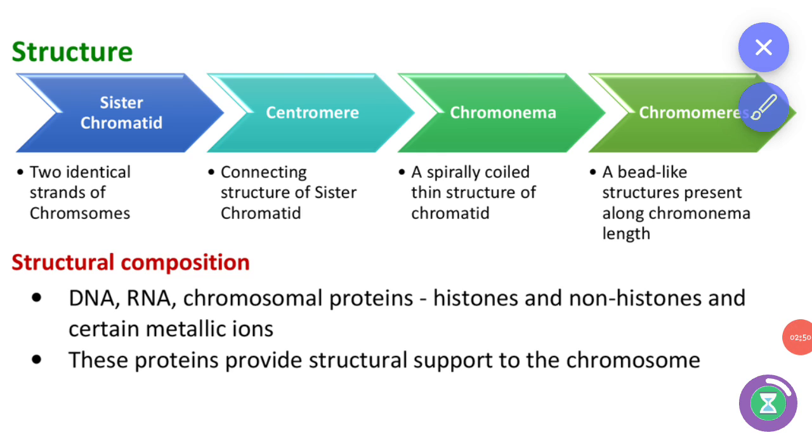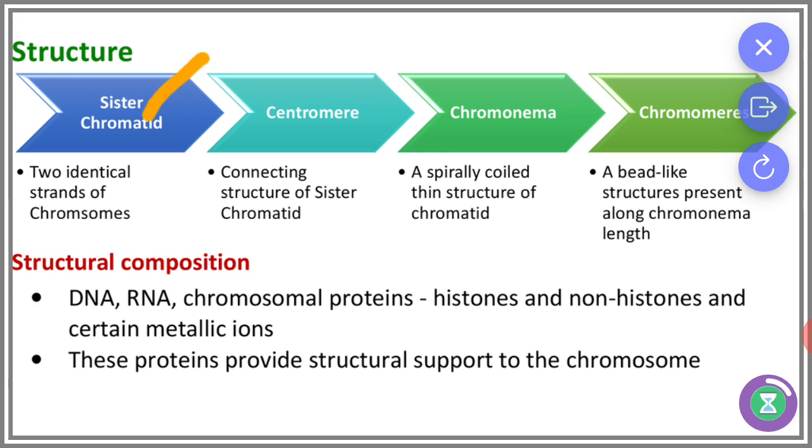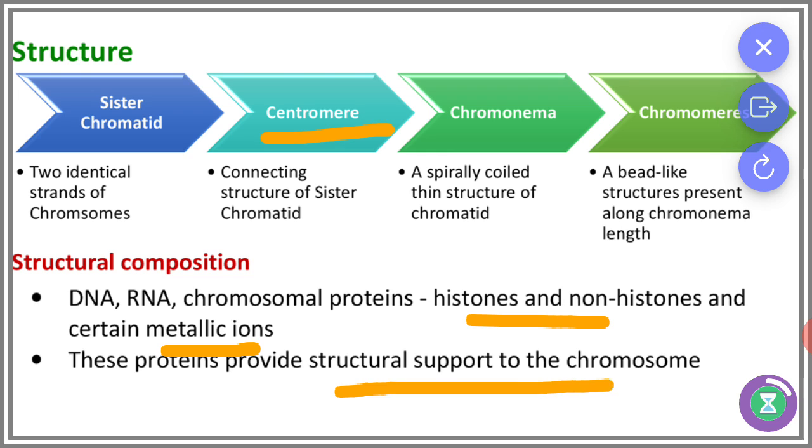Next, the structure of chromosome. Sister chromatids mean two identical strands of a chromosome. The connection between the sister chromatids is called the centromere. Chromonema is a spirally coiled thin structure of the chromatid. Chromomeres are bead-like structures present along the length of the chromonema. Structural composition: DNA and RNA, chromosomal proteins, that is histone and non-histone, and certain metallic ions. It's very important. These proteins provide the structural support of the chromosomes.